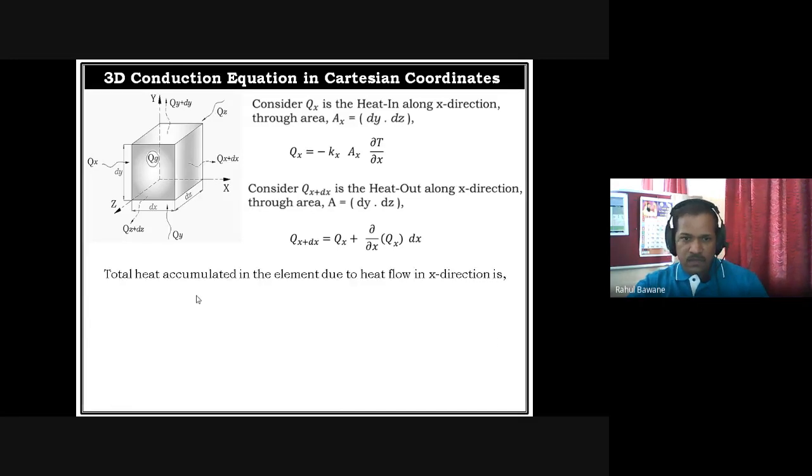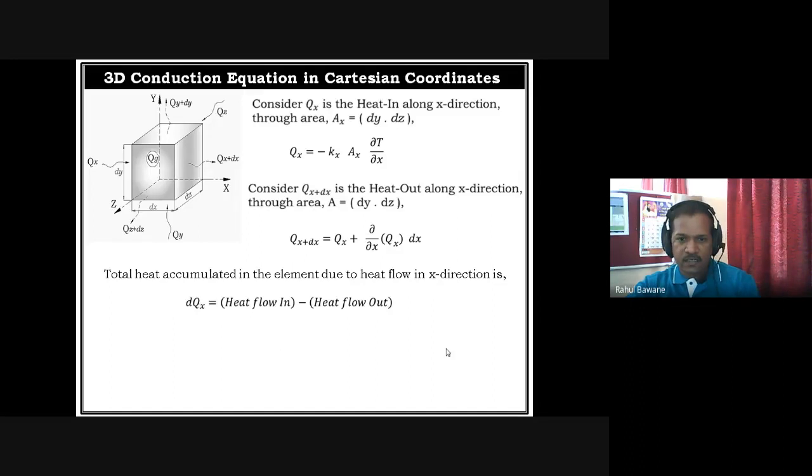Now let us consider qx is the entering heat, qx plus dx is the heat leaving from this element. So whatever be the difference of these two will be accumulated inside the element. So the heat accumulated inside the element when heat flows in the direction of x is dqx. It is equal to heat flow in minus heat flow out. So whatever be the difference of heat remains inside the element. So that is called accumulation. So heat accumulation in the direction of x is dqx.